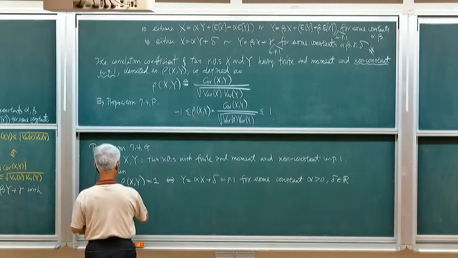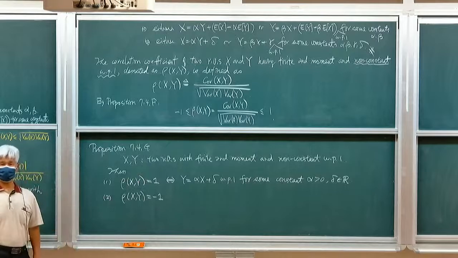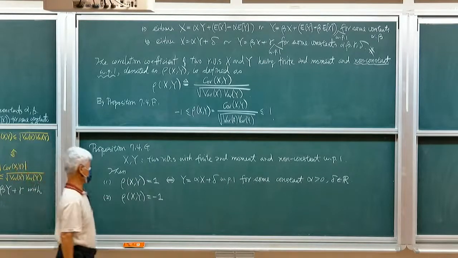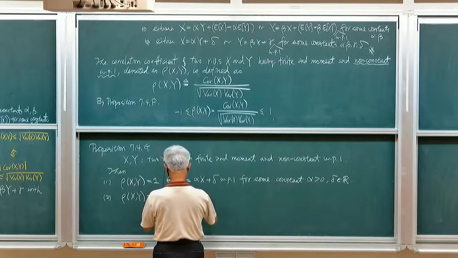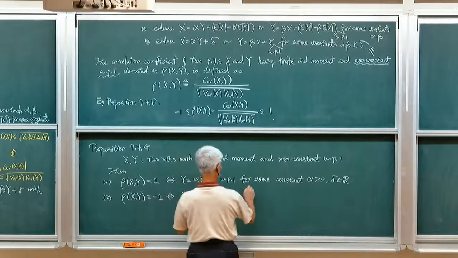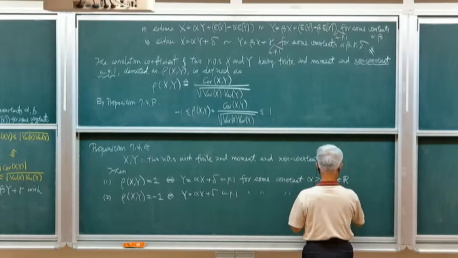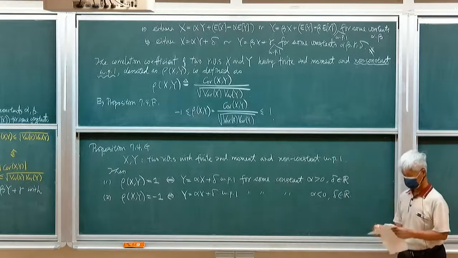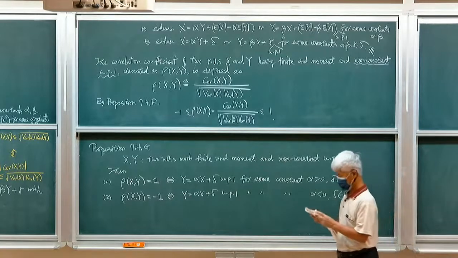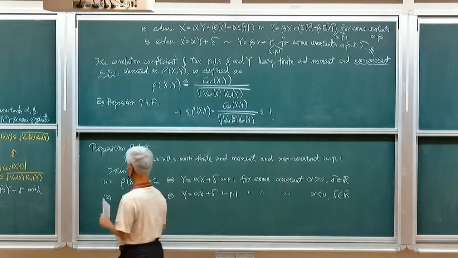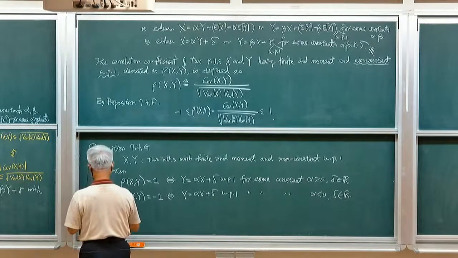Second, the correlation coefficient of X and Y is equal to -1 if and only if Y is equal to alpha X plus delta with probability 1 for some constant alpha less than 0, but delta in all R. Okay? And the proof is left as an exercise.